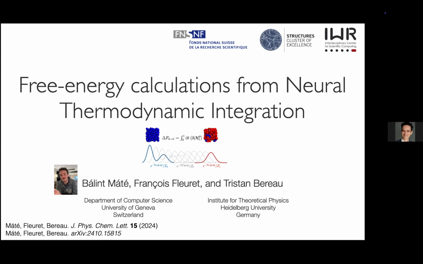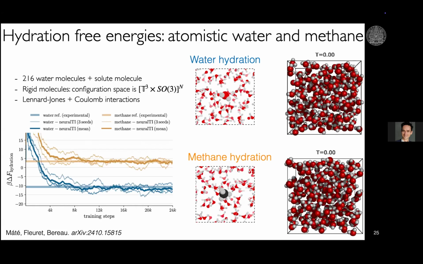Transferability, is that because you just have two terms in your interaction, the Coulomb and the Lennard-Jones, and that's why you see a little bit of transferability even if you don't have the same elements? Is that a correct understanding? I'm just trying to understand. If you have methane in water, that would maybe be transferable to water. The other way around, right.